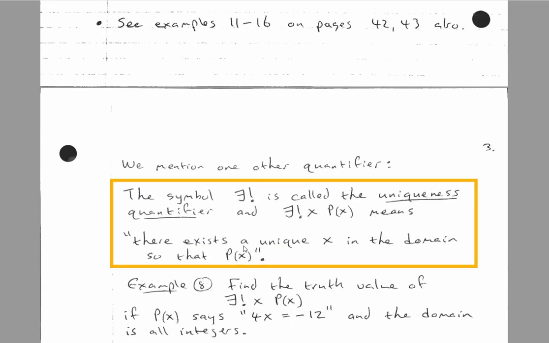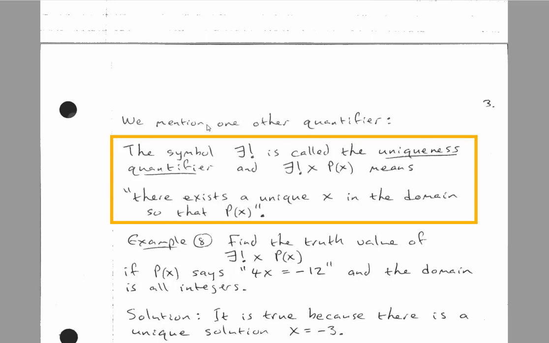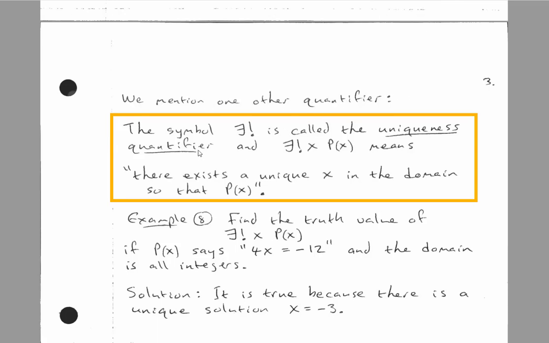All right. One more quantifier. This is not as common as the other two, but just to mention it. So there exists with an exclamation point. This is the symbol for the uniqueness quantifier. The way to read this is there exists a unique x in the domain so that p of x. So for this to be true, there has to be just one x in the domain where this works.